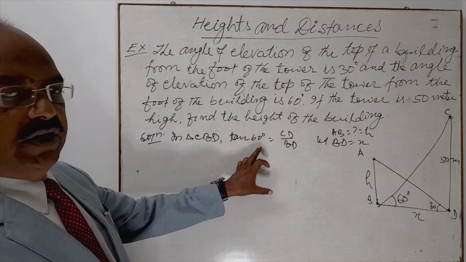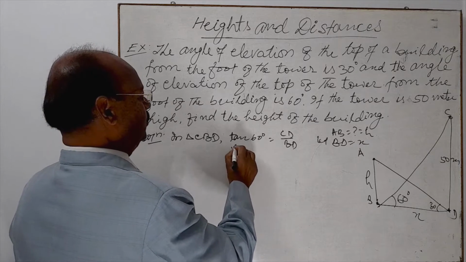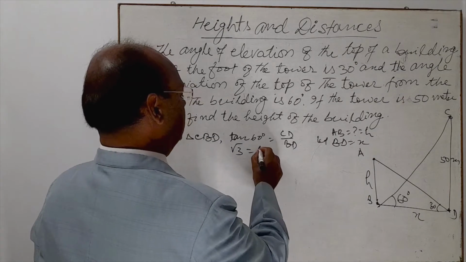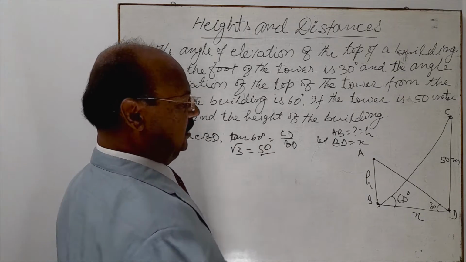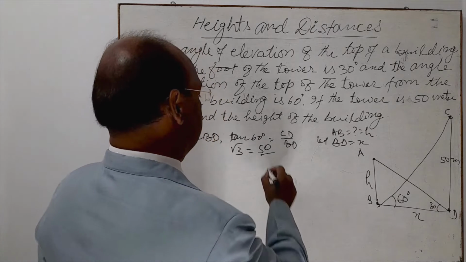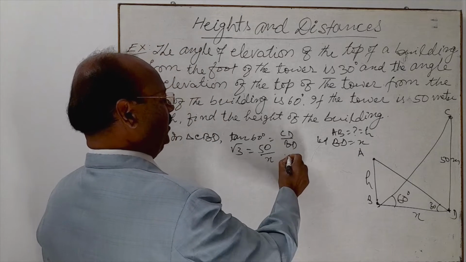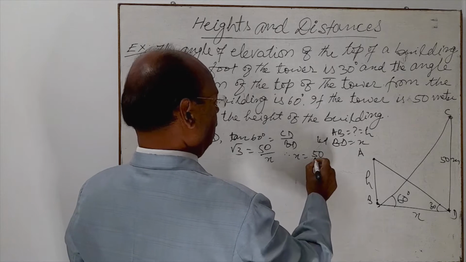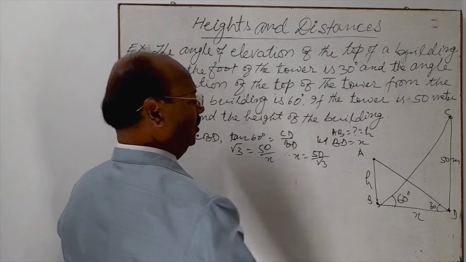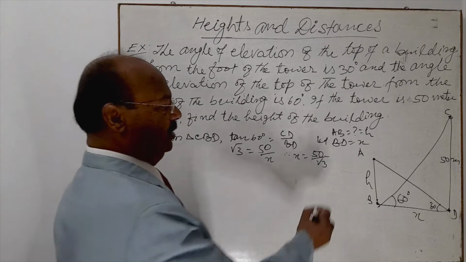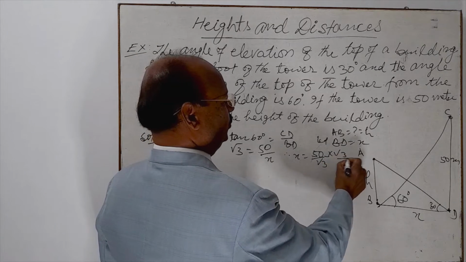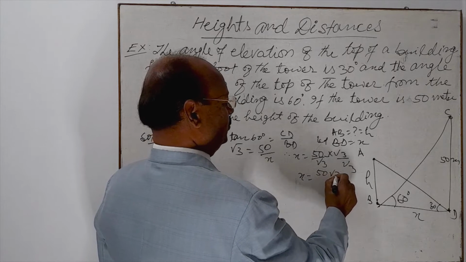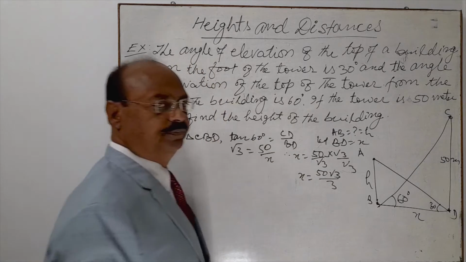And you know tan 60 is equal to root 3. Root 3 is equal to CD by BD. CD is already given, 50 meters, and BD we have supposed is X. So therefore X is equal to 50 by root 3. Or we can rationalize the denominator by multiplying numerator and denominator both by root 3. So X becomes 50 root 3 by 3.